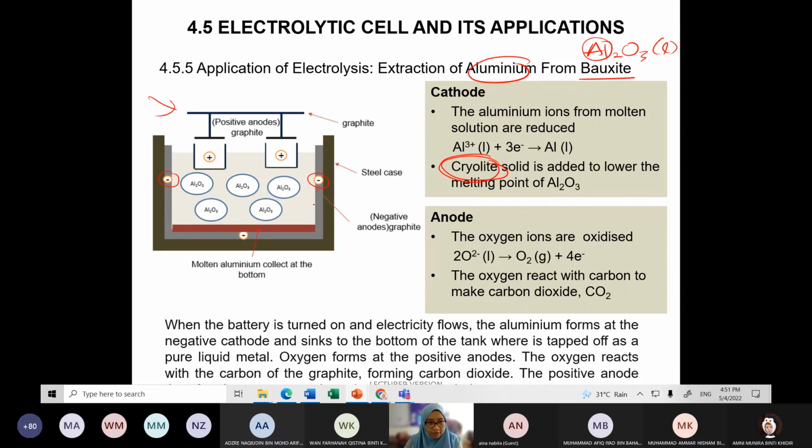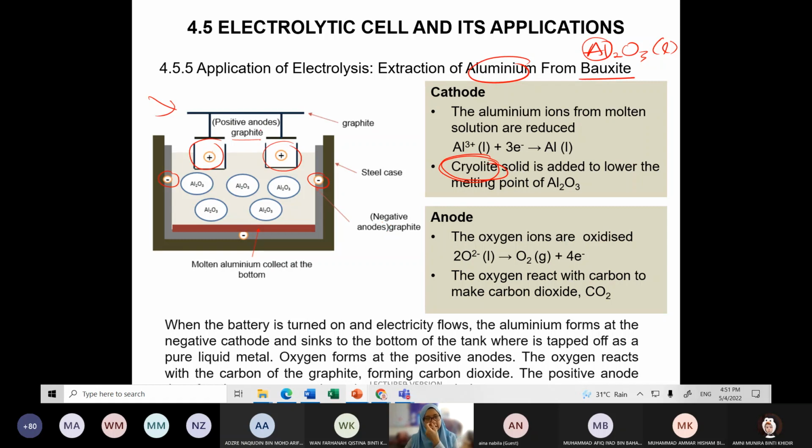Sorry, is it? This positive is anode. Yeah, betul lah. The positive is anode. So this is anode, yang positive is anode. Okay, we use graphite. Whereas negative ni is the cathode lah, kan? Cathode. Kenapa negative anodes? Oh, negative anode. Positive anode. Betul ni, salah type ke apa ni?